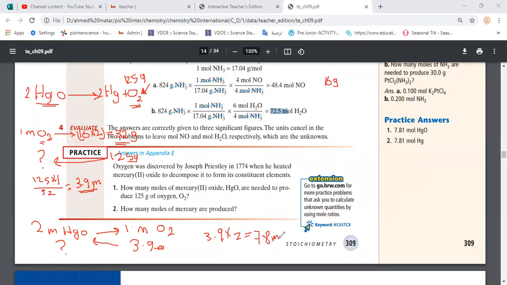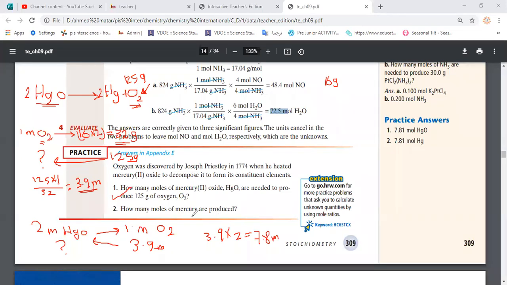So that's the first step. In that kind of question, we need to change the amount in grams into moles, then find the mole ratio between the reactants and product. Let's answer question number 2.